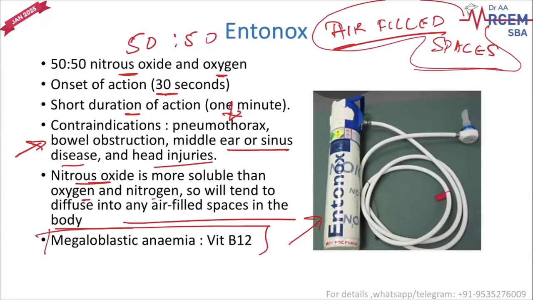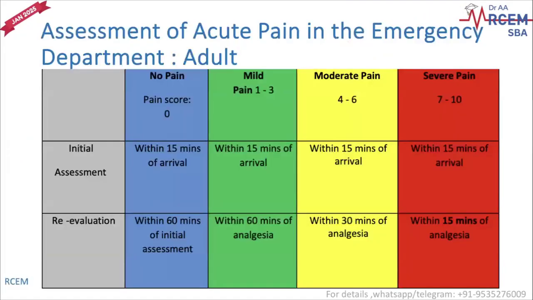Another side effect which is very commonly tested in the primary exam is megaloblastic anemia due to vitamin B12 deficiency. So Entonox, that is nitrous oxide, can cause vitamin B12 deficiency, but it is seen when someone uses it chronically, that means someone is abusing it. Giving it in the emergency department for 15-20 minutes will not cause vitamin B12 deficiency leading to megaloblastic anemia. This is someone who is abusing the drug, keeping the cylinder at home and using it for hours together, for days together. Then you might have vitamin B12 deficiency leading to megaloblastic anemia.